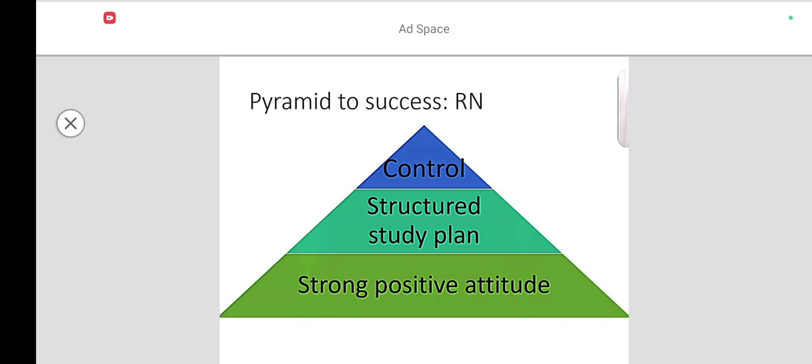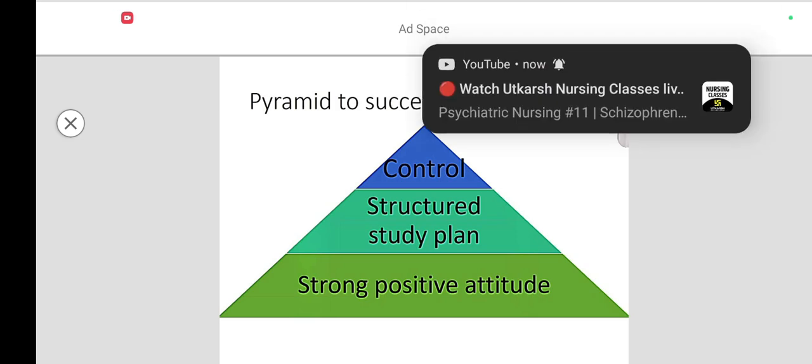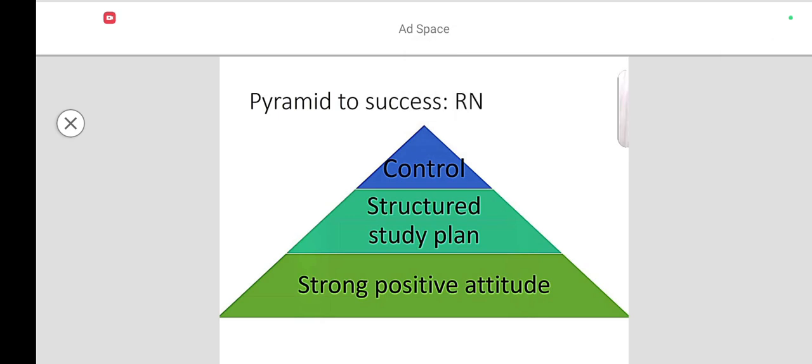Pyramid to success. Lastly, I can say that you must have a strong positive attitude that you are capable and you are going to crack the NCLEX soon. Then a structured study plan. You have your study plan of 12 weeks, 6 weeks, or however much time you will have for your NCLEX preparation. So build the structured study plan on your time duration.